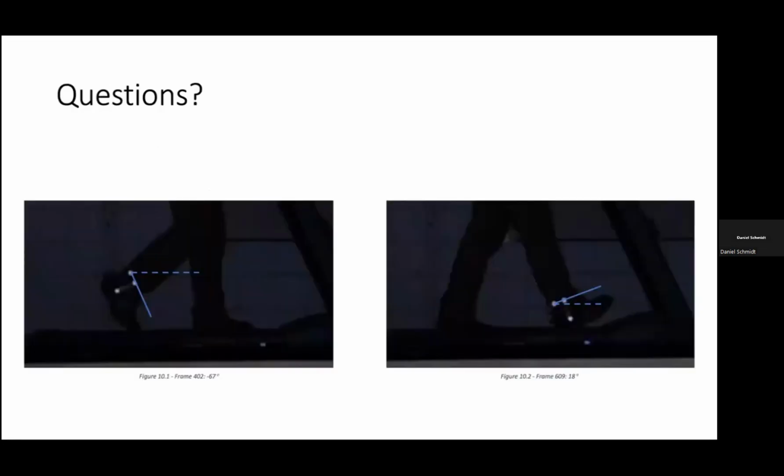And then these are 2 screen grabs, just at the 0 points on the graph. As the angle changes, they look kind of cool. And down here you have negative 67 degrees and 18 degrees in terms of how my foot is with the horizontal. But I'm happy to take any questions or any recommendations for ways to try and validate frame rates. I'm all ears for it.